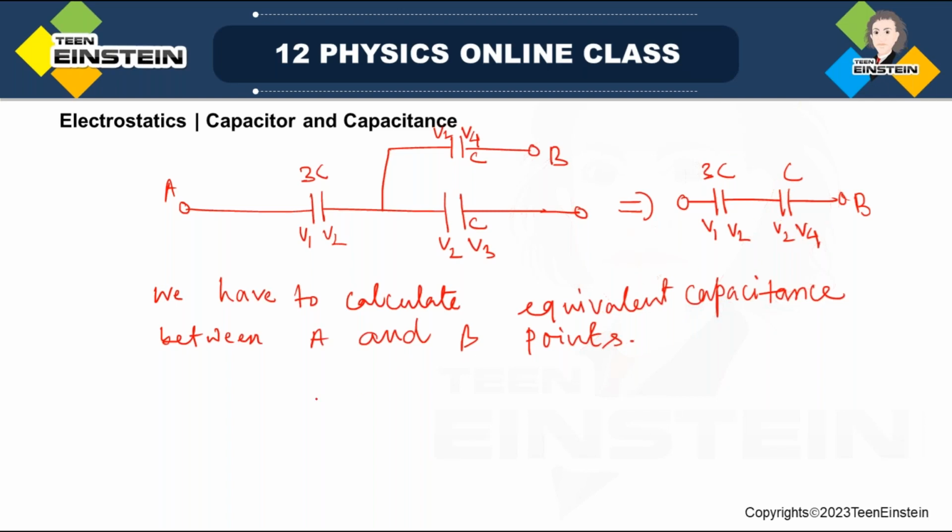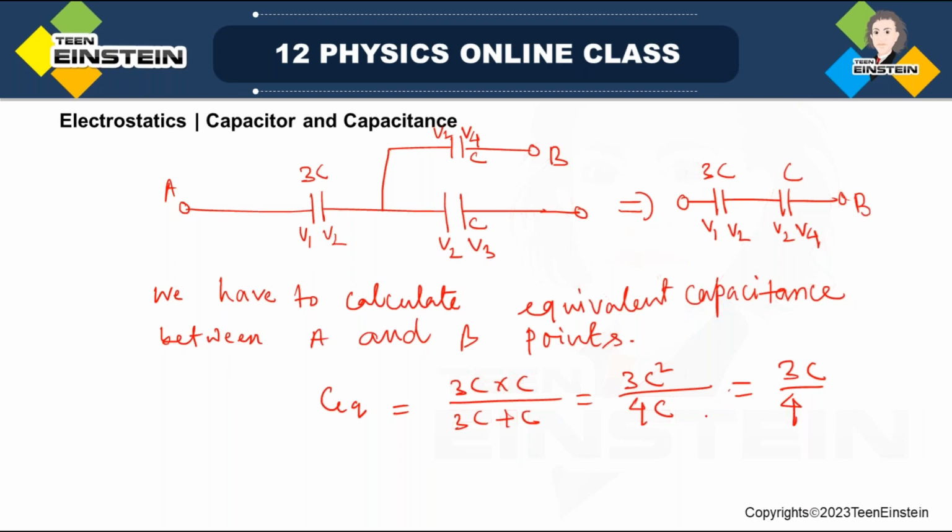So in series combination, what will be the equivalent capacitance? See, this will be the multiplication 3C into C divided by 3C plus C. So this will be actually 3C squared divided by 4C. So it will be 3C by 4. So this will be the equivalent capacitance. Okay, I hope you have understood this. We'll just apply this knowledge.